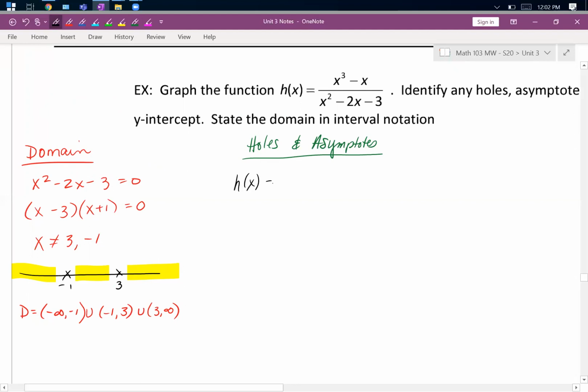In the numerator, look, we got 2 things going on. We got a GCF of x that we can factor out, but then we're left with the difference of two squares. So this is really x times x plus 1 times x minus 1. And the denominator, we already factored when we did the domain, so I'm just going to steal that work.